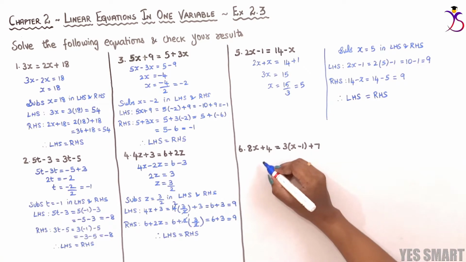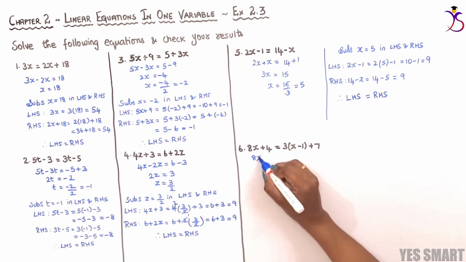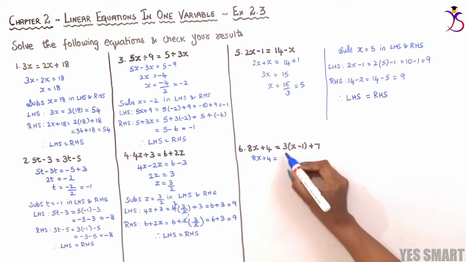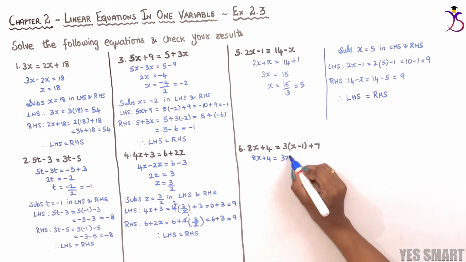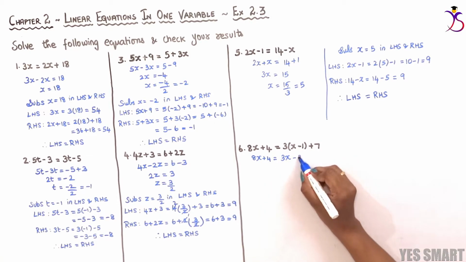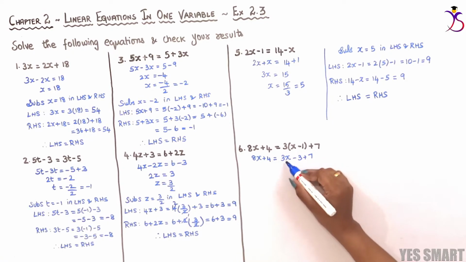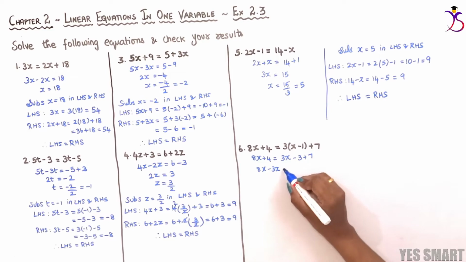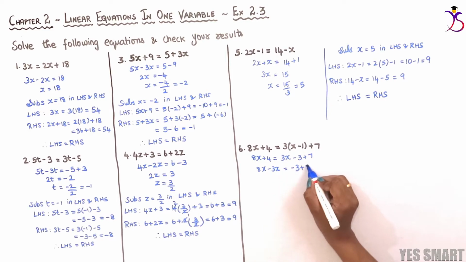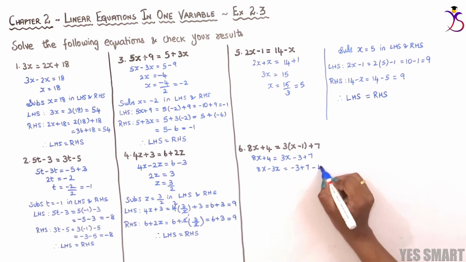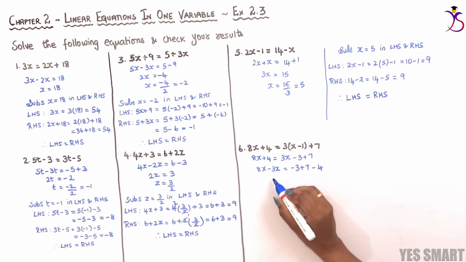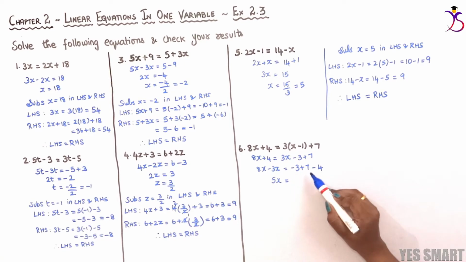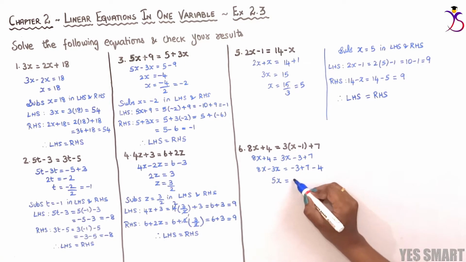Now sixth sum, 8x plus 4 equal to, let's open the bracket, 3 into x, 3x, 3 into minus 1, minus 3, plus 7. Let's do transpose. 8x minus 3x equal to minus 3 plus 7, and we will transpose plus 4, which becomes minus 4. 8x minus 3x is 5x equal to minus 3 plus 7 is plus 4. 4 minus 4 is 0.